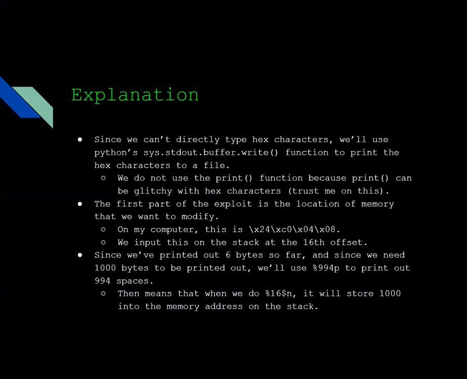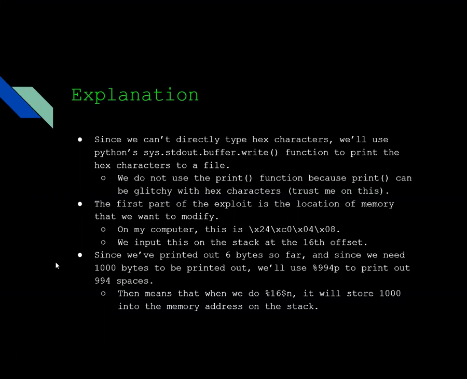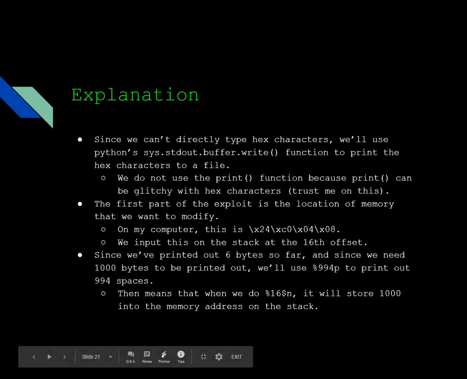So if I go back to the slides, right here is just another explanation for how this works. We know that the input on the stack is being pushed at the 16th offset. We pop off the value that's at the 16th offset, which is our memory address right here, and we are now able to write to that memory address. And that is what basically allows us to exploit this program. So that is all that I have for you today.